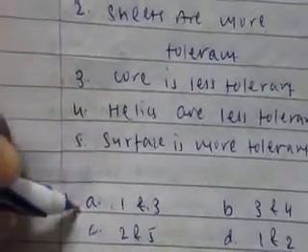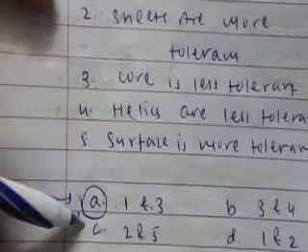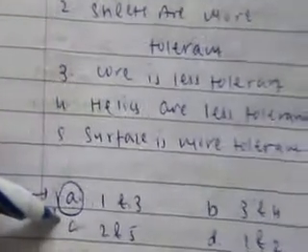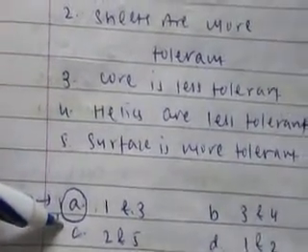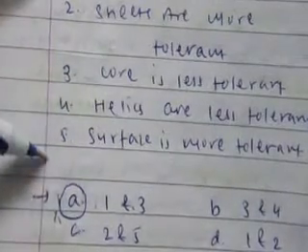So this combination matches with option A rather than with option C, because option C contains the fifth one as right, but the second one says sheets are more tolerant. No, sheets are less tolerant. So option A is the correct answer.